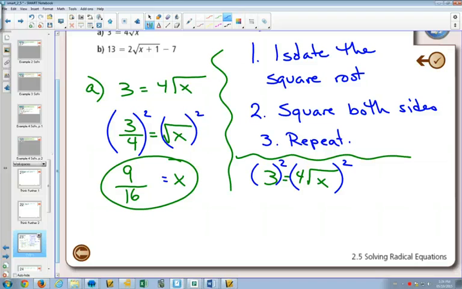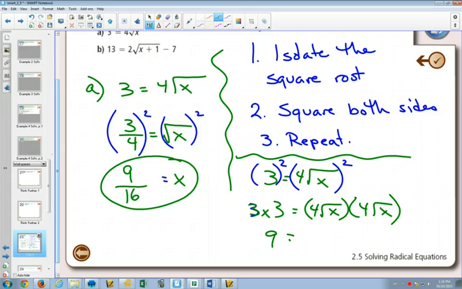So 3 squared means 3 times 3. I wouldn't have to write that out. But 4 root x squared means 4 root x times 4 root x. Does that make sense? And here I'm going to get 9. And here when I multiply, I'm going to get 4 times 4 is 16. And root x times root x will be root x squared, which is just going to be x. And then you'd have to divide both sides by 16, and you get the same answer. So whether you isolated first and then squared, or squared first, you're going to get the same answer in this situation.